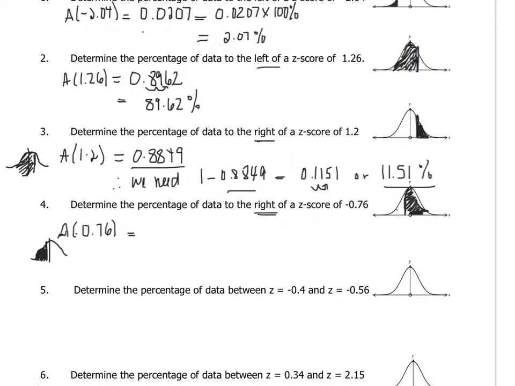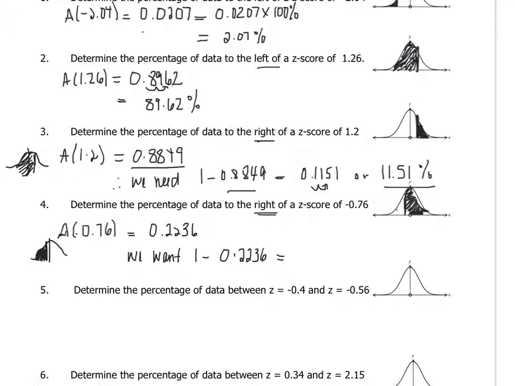So using the table, if we go to the negative side of the table and negative 0.7, and then match it up, go along the row until you get 0.06, it would be 0.2236. That's what's on the table. That represents the percentage of data, or the area of data to the left of the z-score. So we want 1 minus 0.2236 if we want the area to the right.